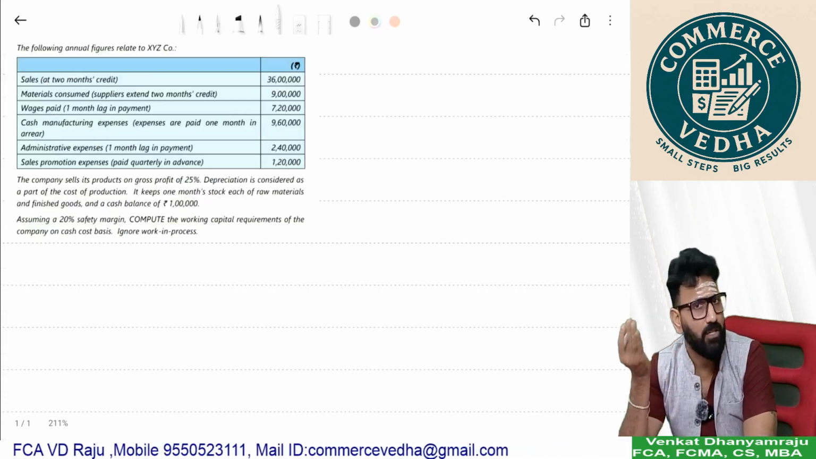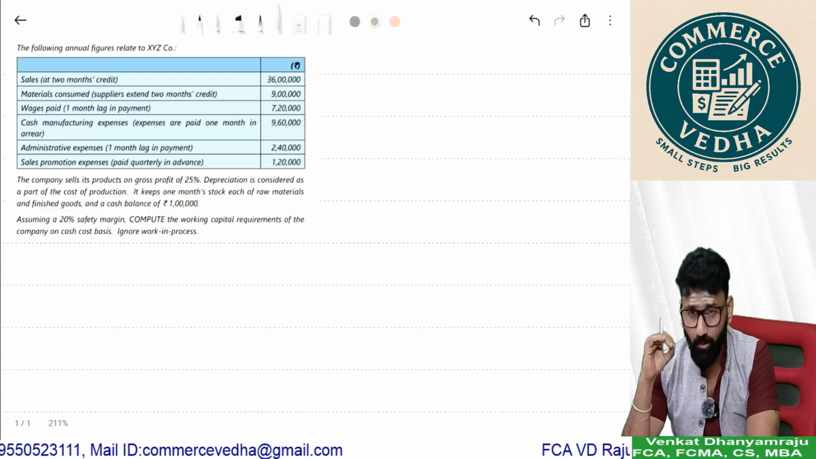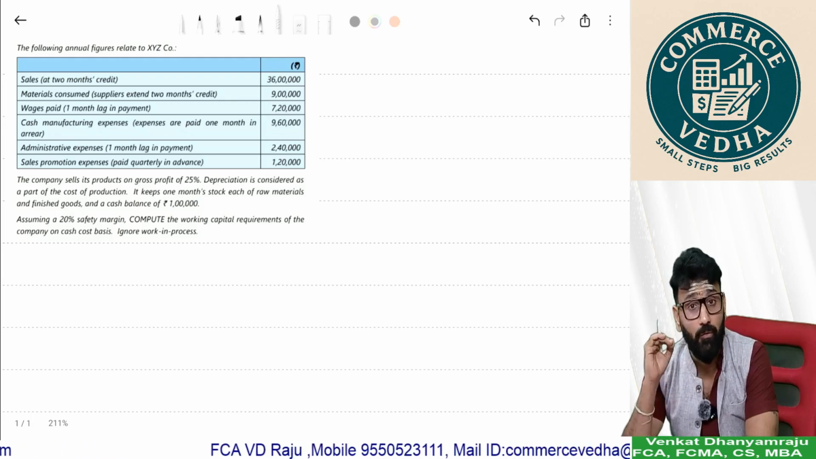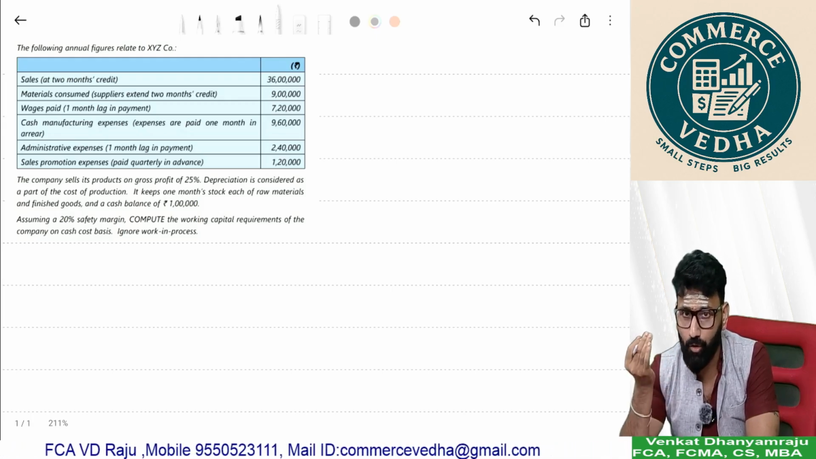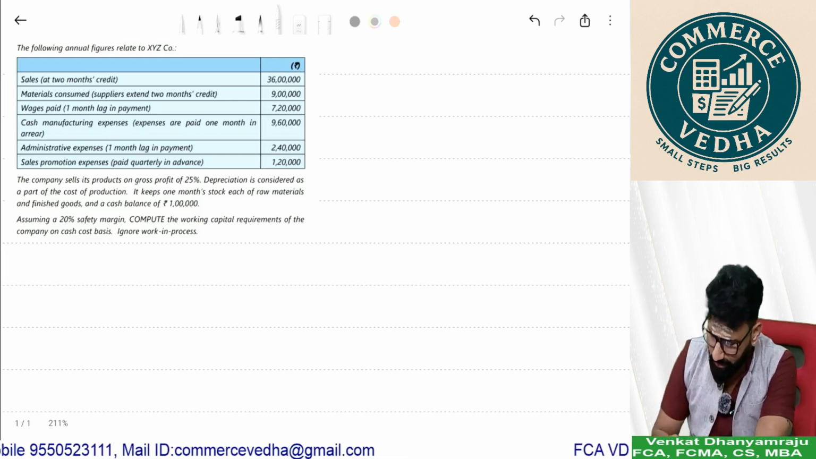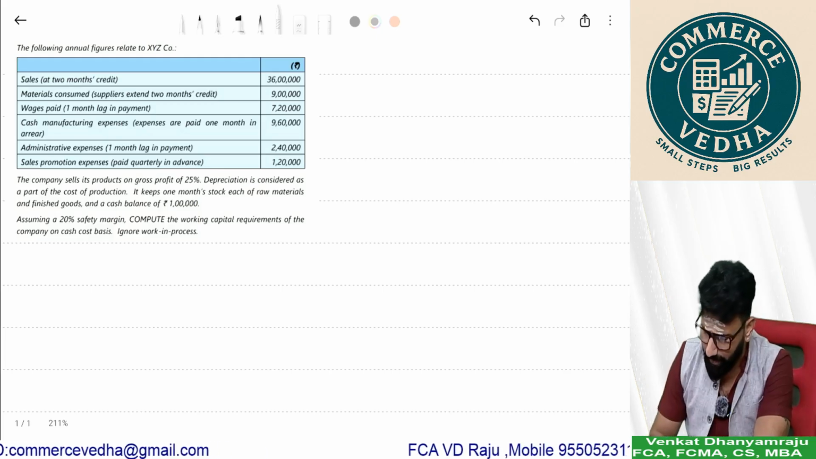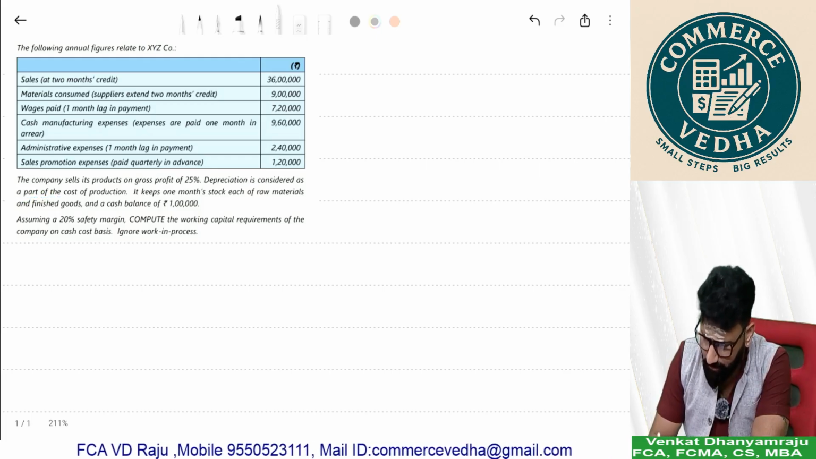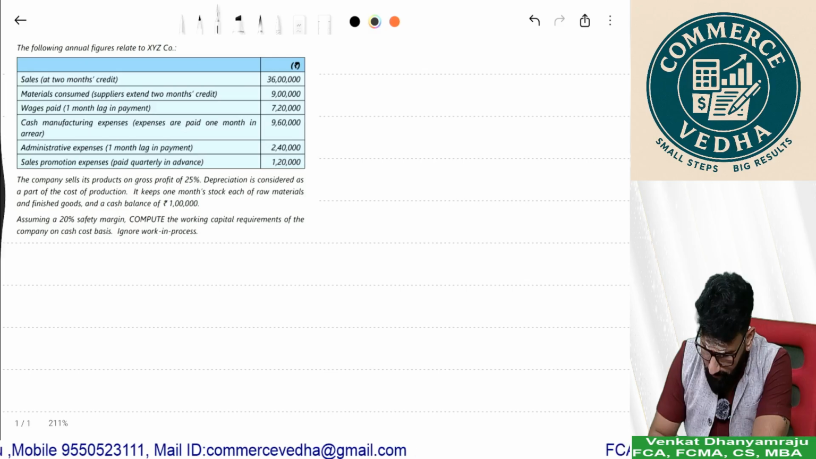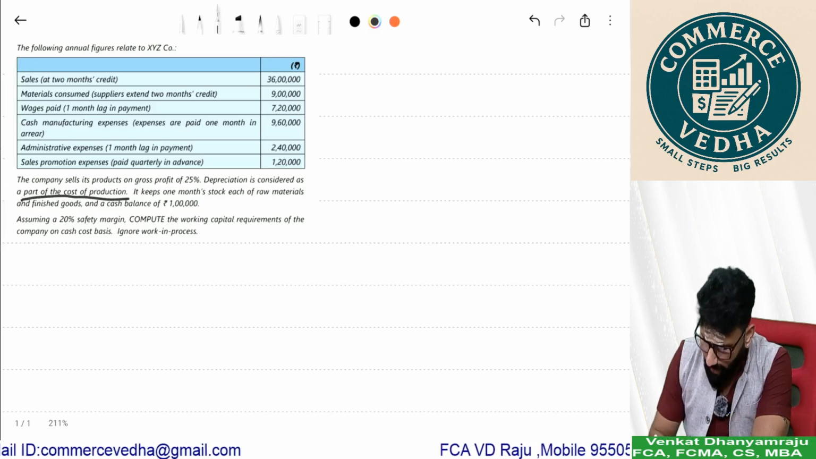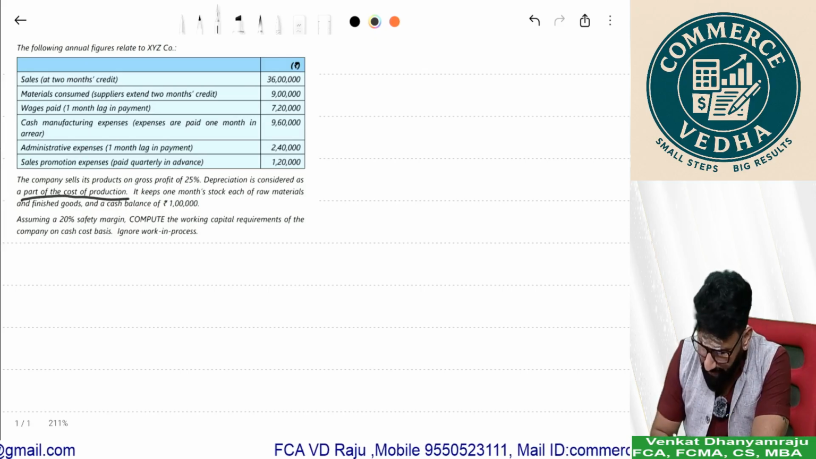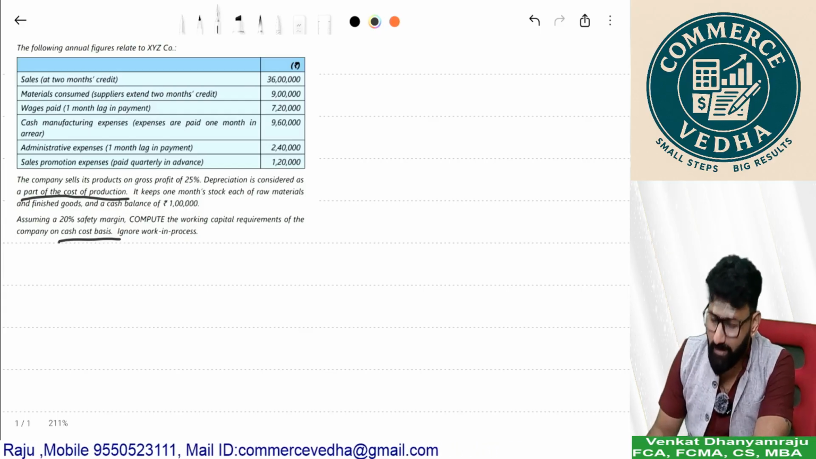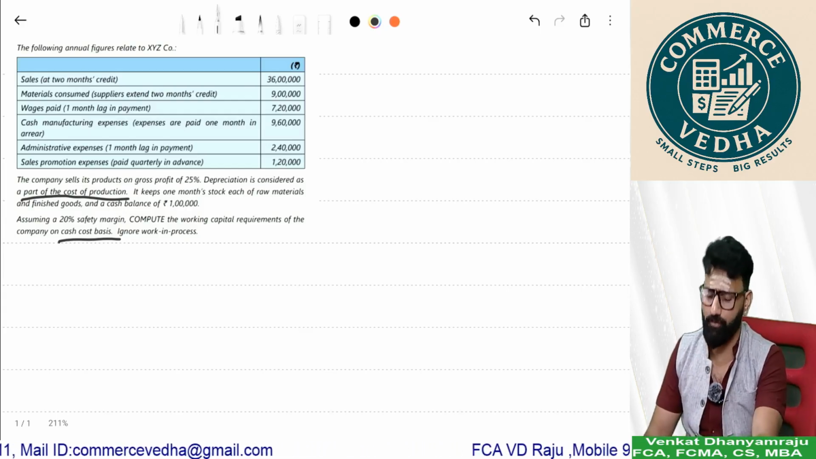As we completed the first question on total cost basis, now the second question, a very important question. We need to first understand the workings before going into the solution. If you read the question carefully, it says depreciation is considered as a part of cost of production, and compute the working capital on cash cost basis. There are two things here. So depreciation is already there as a part of cost of production.